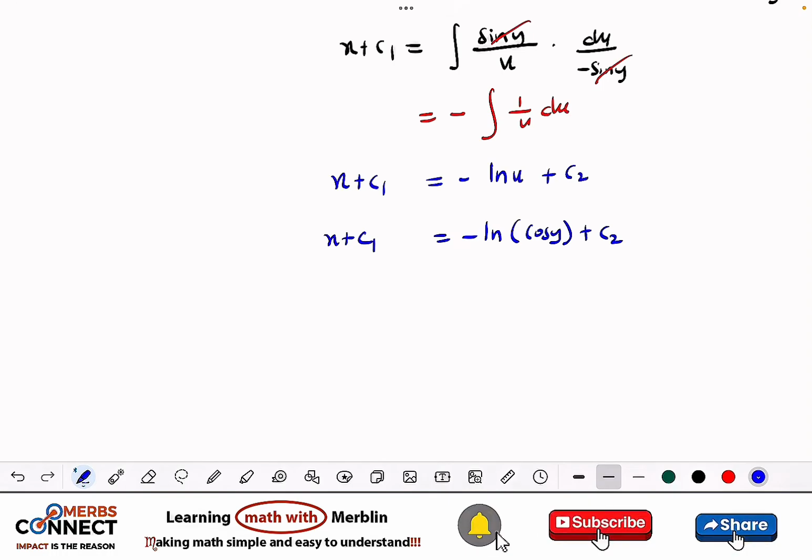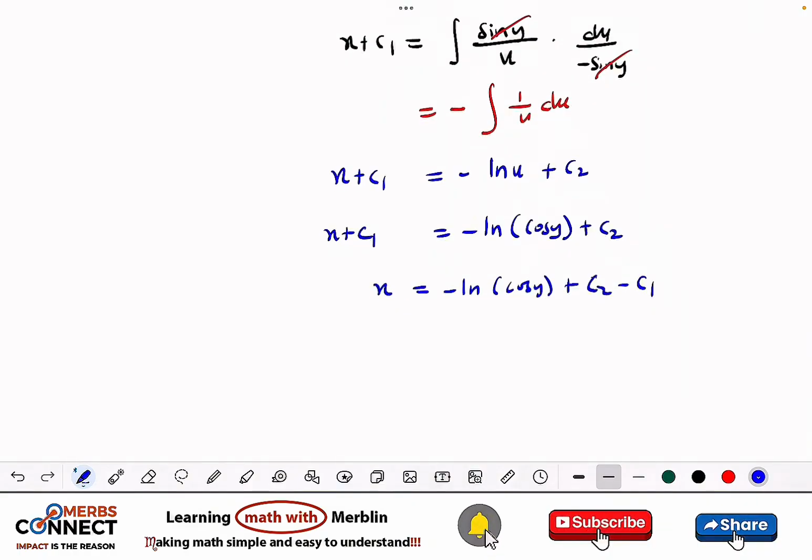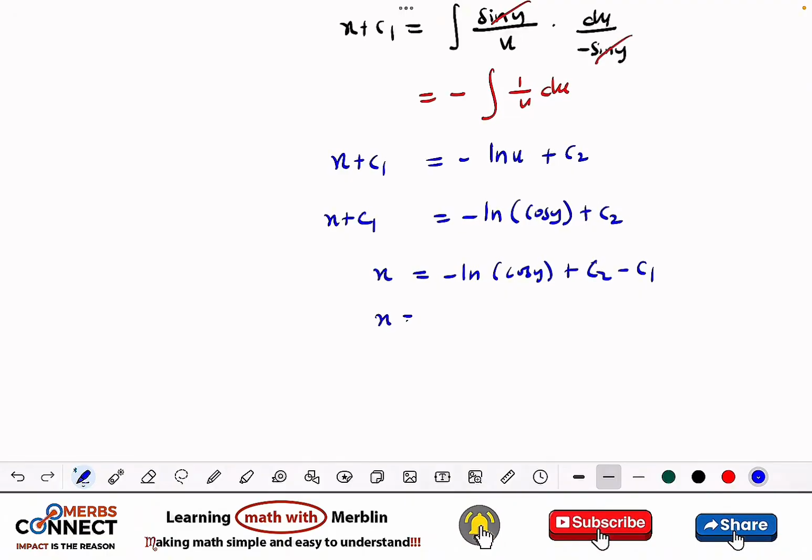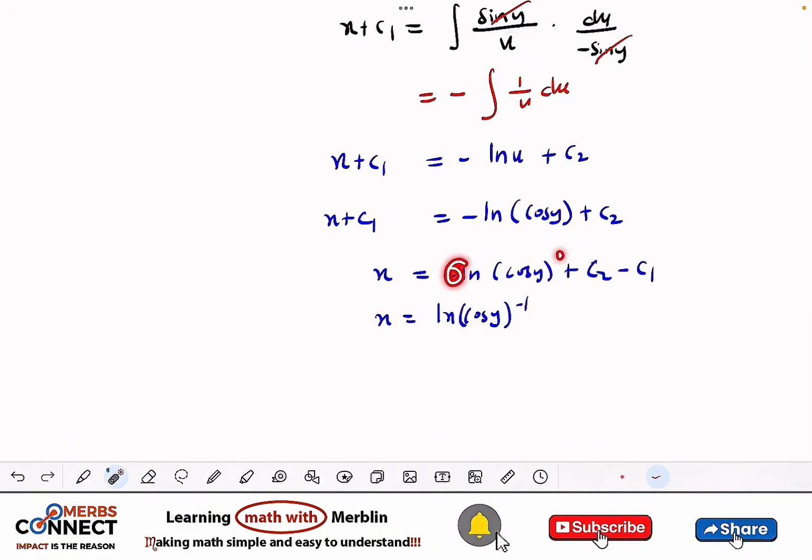Okay, so what I can do here is move the c to the other side, so we get x is equal to minus ln cos of y plus c2 minus c1, right? Then let me just combine these together. I'll write this one as ln of cos y to the power minus 1. So I just move the minus up, and then I write this one plus c. I hope you understand now.